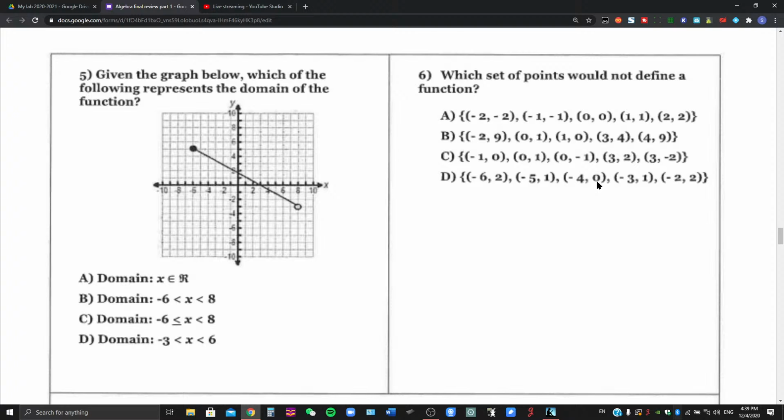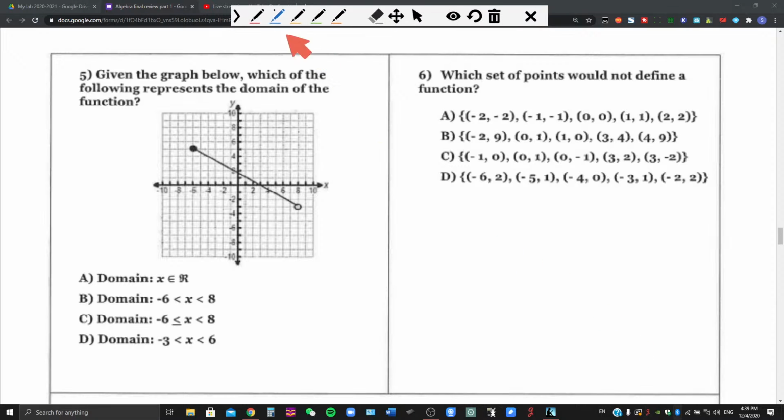Given the graph below, which of the following represents the domain of the function? Domain, we know that domain is all the possible x, right? So let's check the x. On this graph, the x starts from here, that's negative 6, 4, 6, 8. Starts from negative 6. As the graph goes to the right, the domain goes to the right, and it stops here, and that x is 8. So from negative 6 to 8.